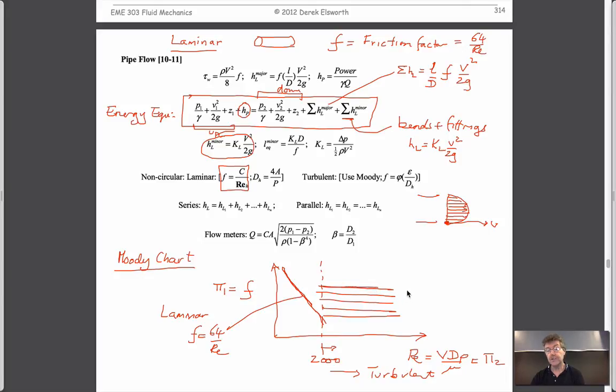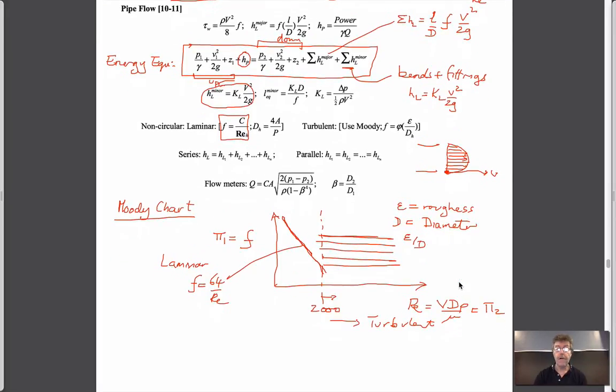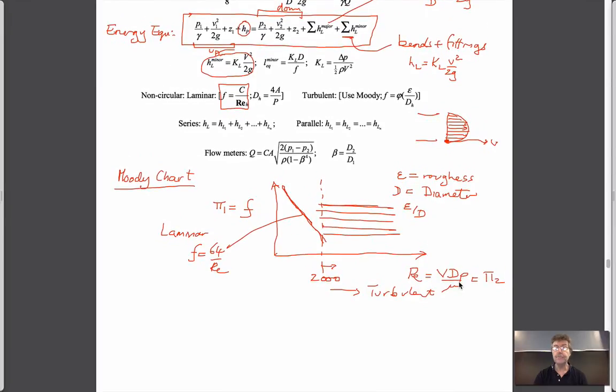And these relationships are magnitudes of epsilon over d. And so epsilon equals roughness, and d equals diameter of the pipe. And so we can also kind of rationalize that that should be the case as well. And so we don't have a particularly simple system.